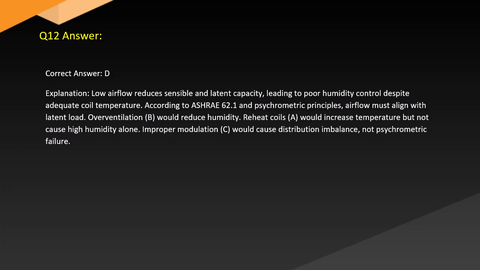Answer. Correct answer. D. Explanation. Low airflow reduces sensible and latent capacity, leading to poor humidity control despite adequate coil temperature. According to ASHRAE 62.1 and psychrometric principles, airflow must align with latent load. Overventilation, B, would reduce humidity. Reheat coils, A, would increase temperature but not cause high humidity alone. Improper modulation, C, would cause distribution imbalance, not psychrometric failure.